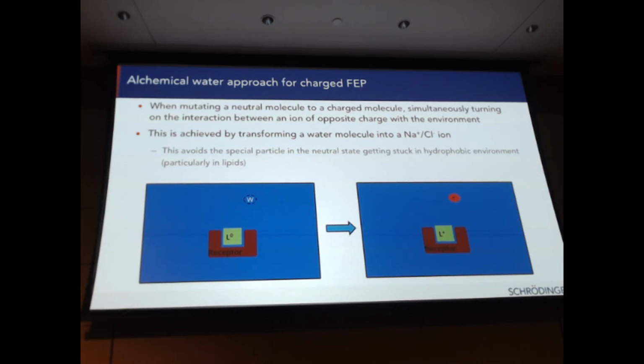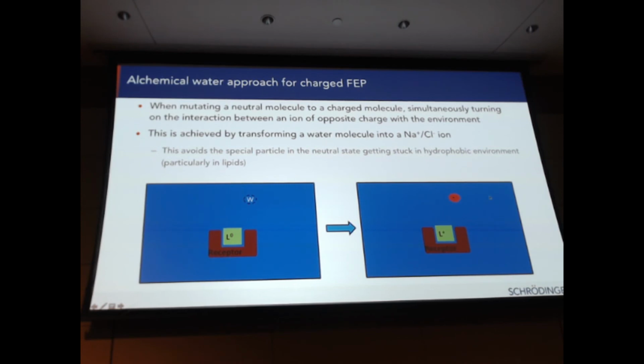The idea is very simple. For perturbation between a neutral molecule and a charged molecule, we introduce a very special molecule in the system. The charge of the special molecule is 0 for the neutral ligand state, and the charge of the special molecule is plus or minus 1 for the charged ligand state.